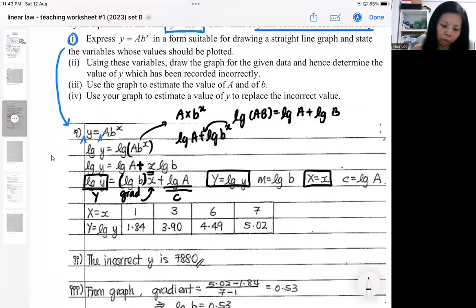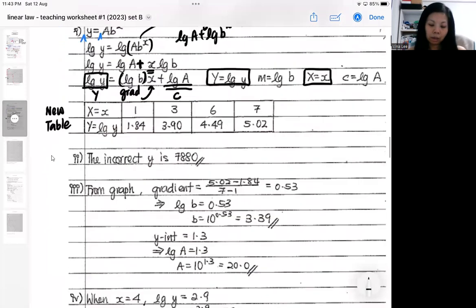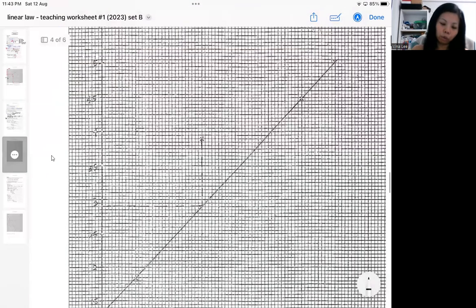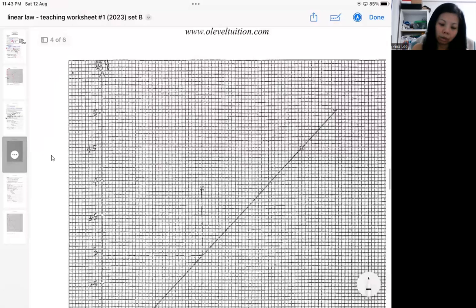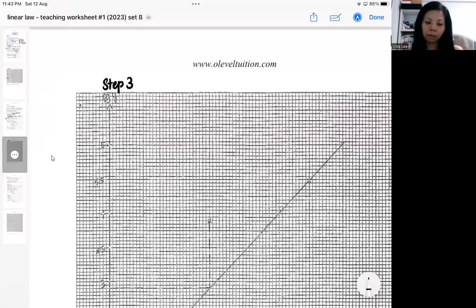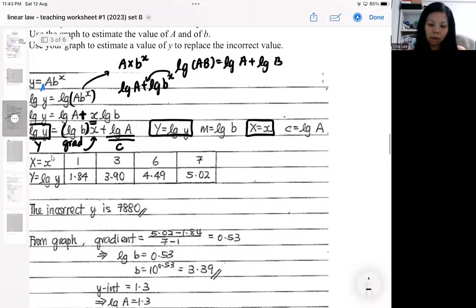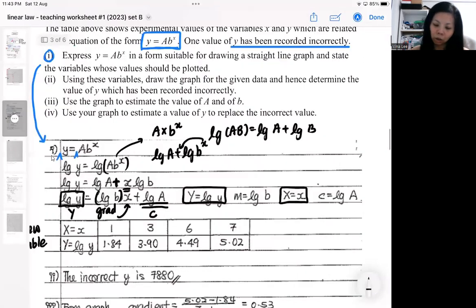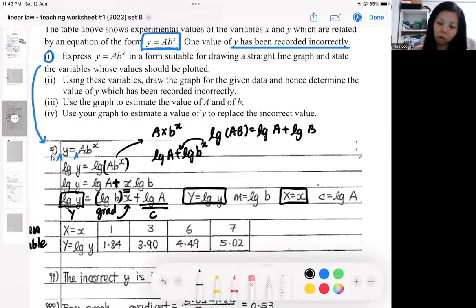After this, you need to create a new table based on your capital X and capital Y. So that is your step 2. Step 3, you need to draw. So the steps don't change. Just follow the steps.